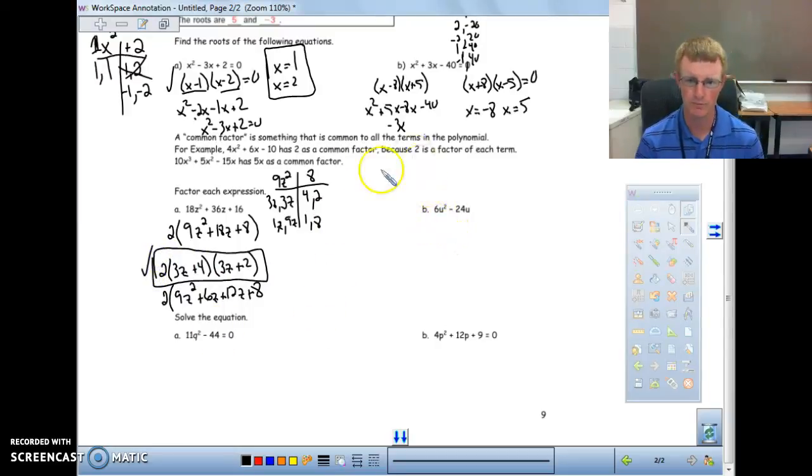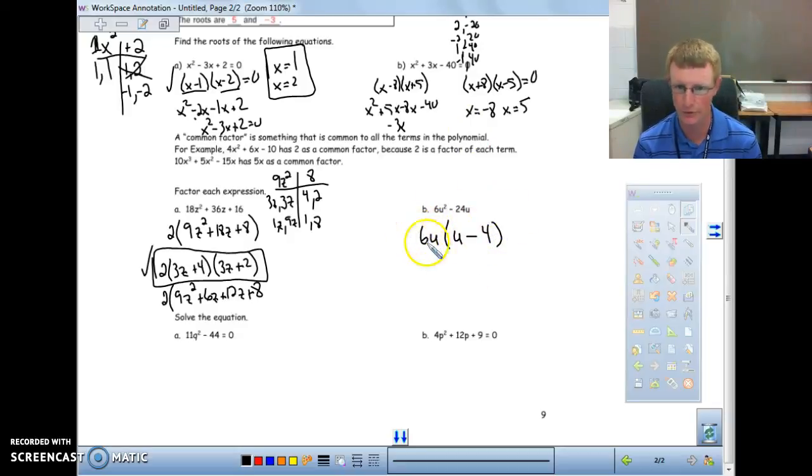Moving on to the next one. We have 6u squared minus 24u. We're going to factor out our 6 because 6 is common, but we also have a u on both terms. So I'm going to bring a 6u out to the outside. What are we left with on the inside? We have 1u left over. How do I know that? 6u times u is 6u squared. Minus, and 6u goes into 24u 4 times. That is factored. There's nothing else there to factor because we don't have any squareds left. So important to understand that.